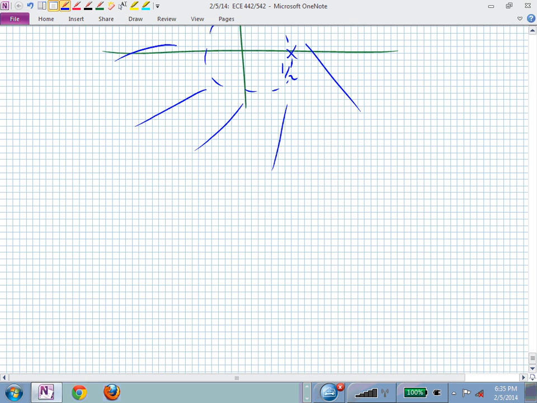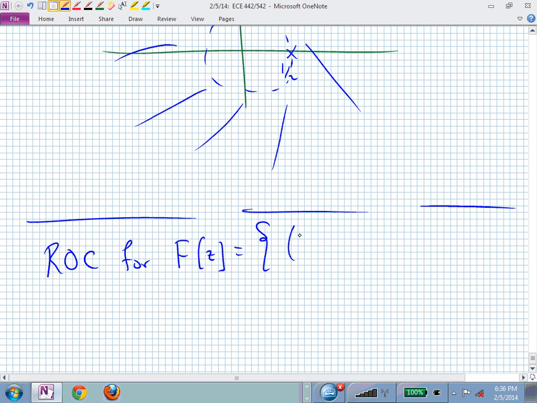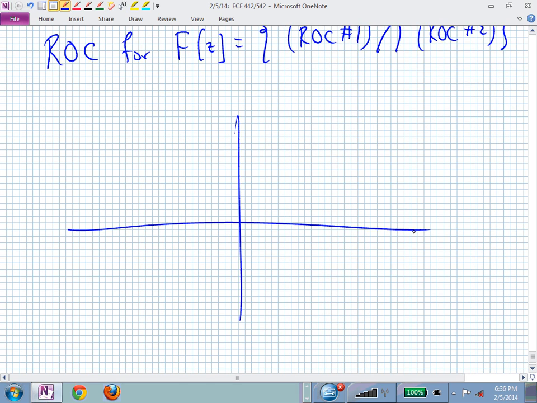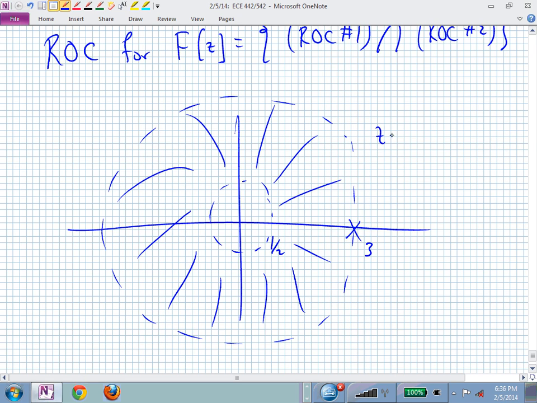We know what the region of convergence was for f sub 2. We know what it was for f sub 1. The region of convergence for f of z is actually equal to the region of convergence for number 1, which was inside 3. Region number 2 was outside 1/2. And now we have that for our region of convergence.